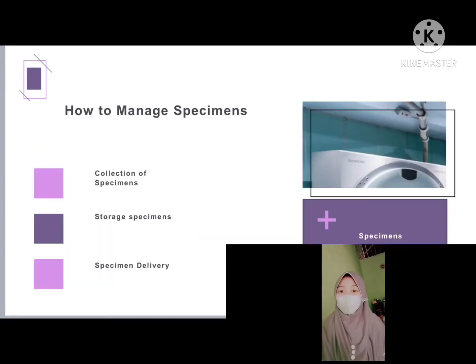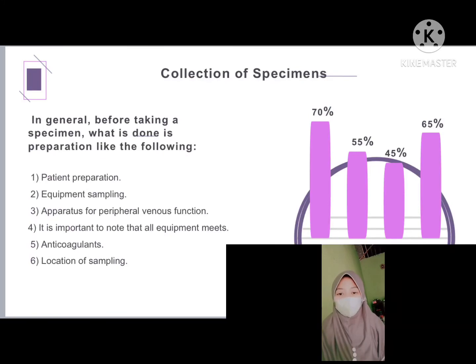Next, how to manage specimens. 1. Collection of specimens. 2. Storage of specimens. 3. Specimen delivery. Next, collection of specimens. In general, before taking a specimen, preparation is done as follows. 1. Patient preparation. 2. Sampling equipment. 3. Apparatus for peripheral venous function. 4. It is important to note that all equipment meets the requirements. 5. Anticoagulants. 6. Location of sampling.